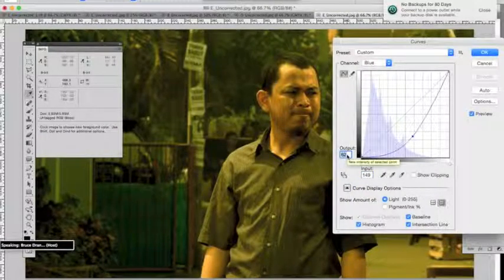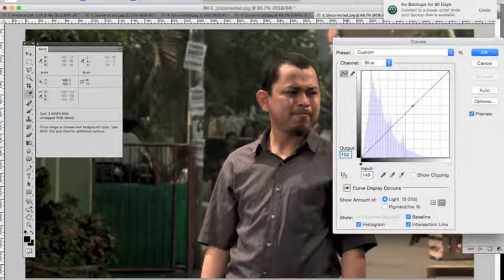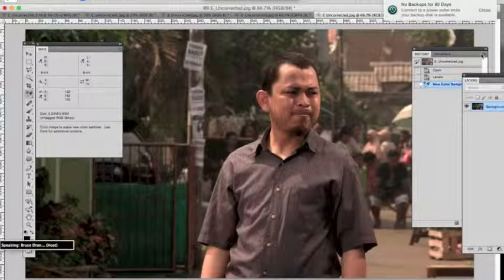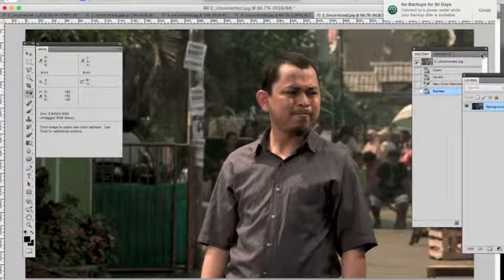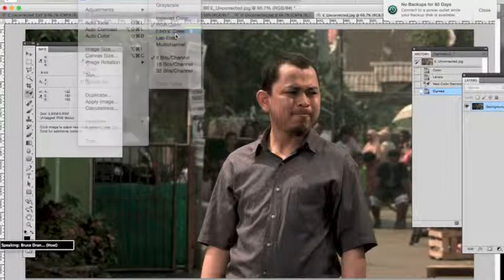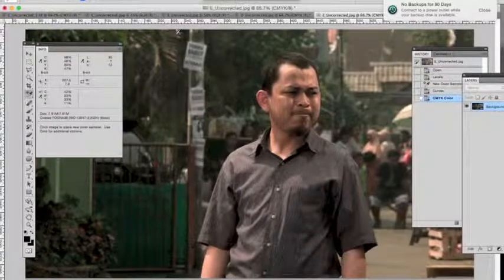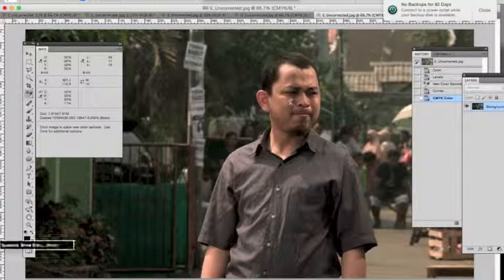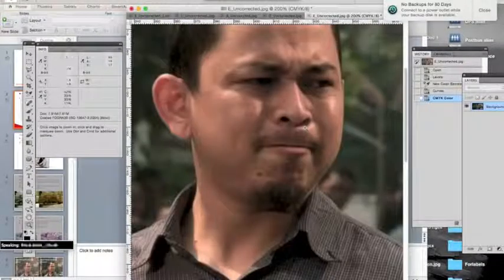What's our output value? So we now have maybe a more natural looking scene. We're going to move to CMYK because we're going to print this thing, and then we're going to take a look at the main subject and see what we are getting in our flesh tones.